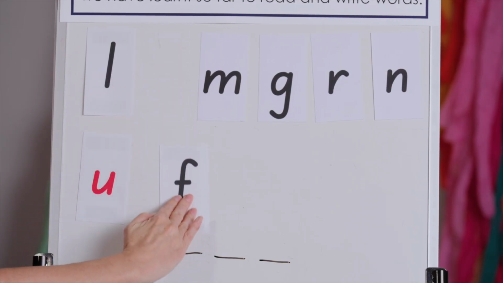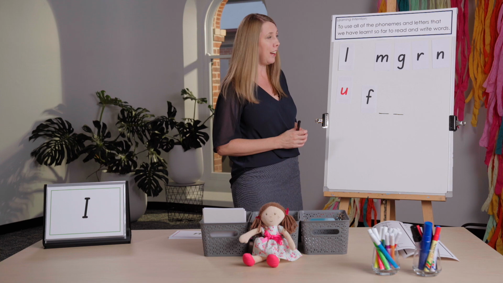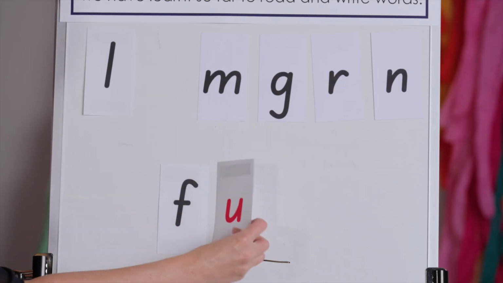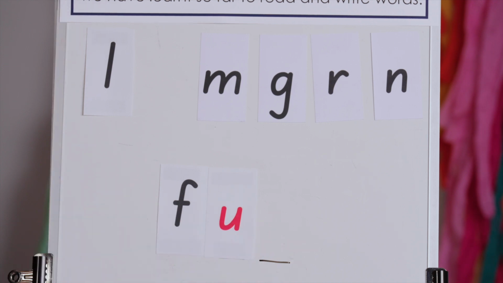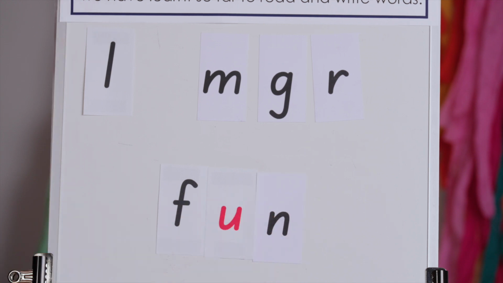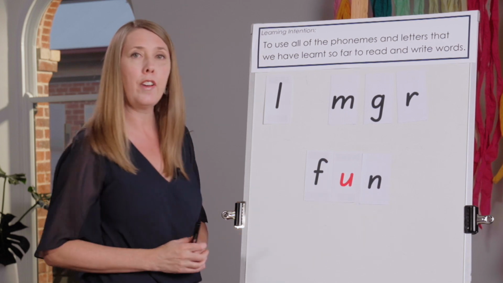This is the letter that we need to make F. What's the next phoneme in fun? That's right, it's U. Which letter do we need to make U? That's right, we need the letter U. And the last phoneme in fun is N. Which letter do we need to spell N? That's right, we need N. Here's our word, fun. F-u-n, fun.